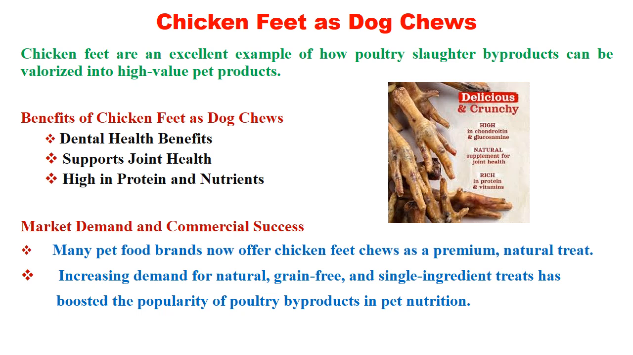There is a new demand for dog chews from chicken feet. It is a comparatively novel product coming from poultry byproducts. These chicken feet are an excellent example of how poultry slaughter byproducts can be valorized into high value pet products. The poultry shank part can be dried, processed hygienically and safely, and made into dog chews. These dog chews are an essential requirement for dogs. The benefits of chicken feet as dog chews are that they are very good for dental health. They support joint health because they are a good source of calcium, phosphorus and collagen.